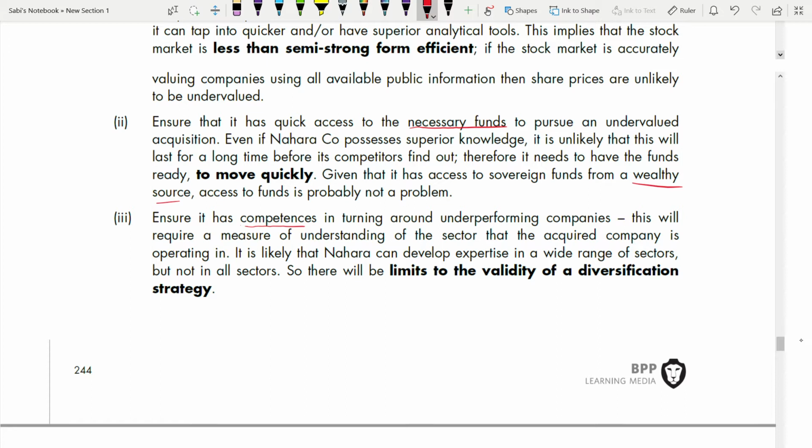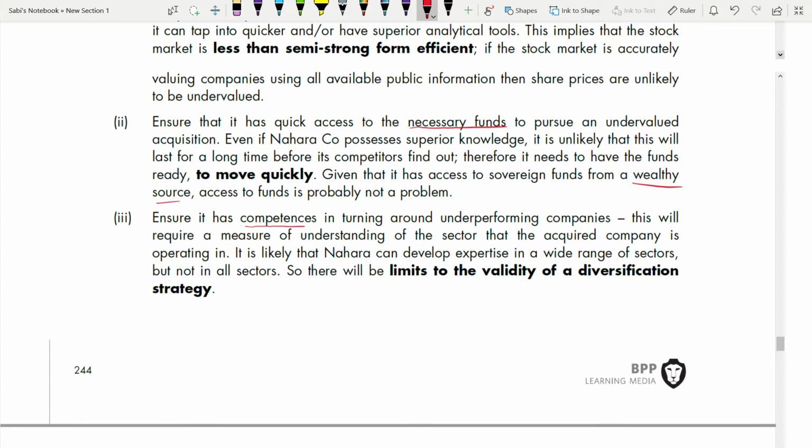It is likely that Nahara can develop expertise in a wide range of sectors, but not in all sectors. Yes, possible. In most of the sectors you can have expertise, but not in each and every sector. So there will be a limit to the validity of a diversification strategy. It is in bold: limit to the validity of a diversification strategy.